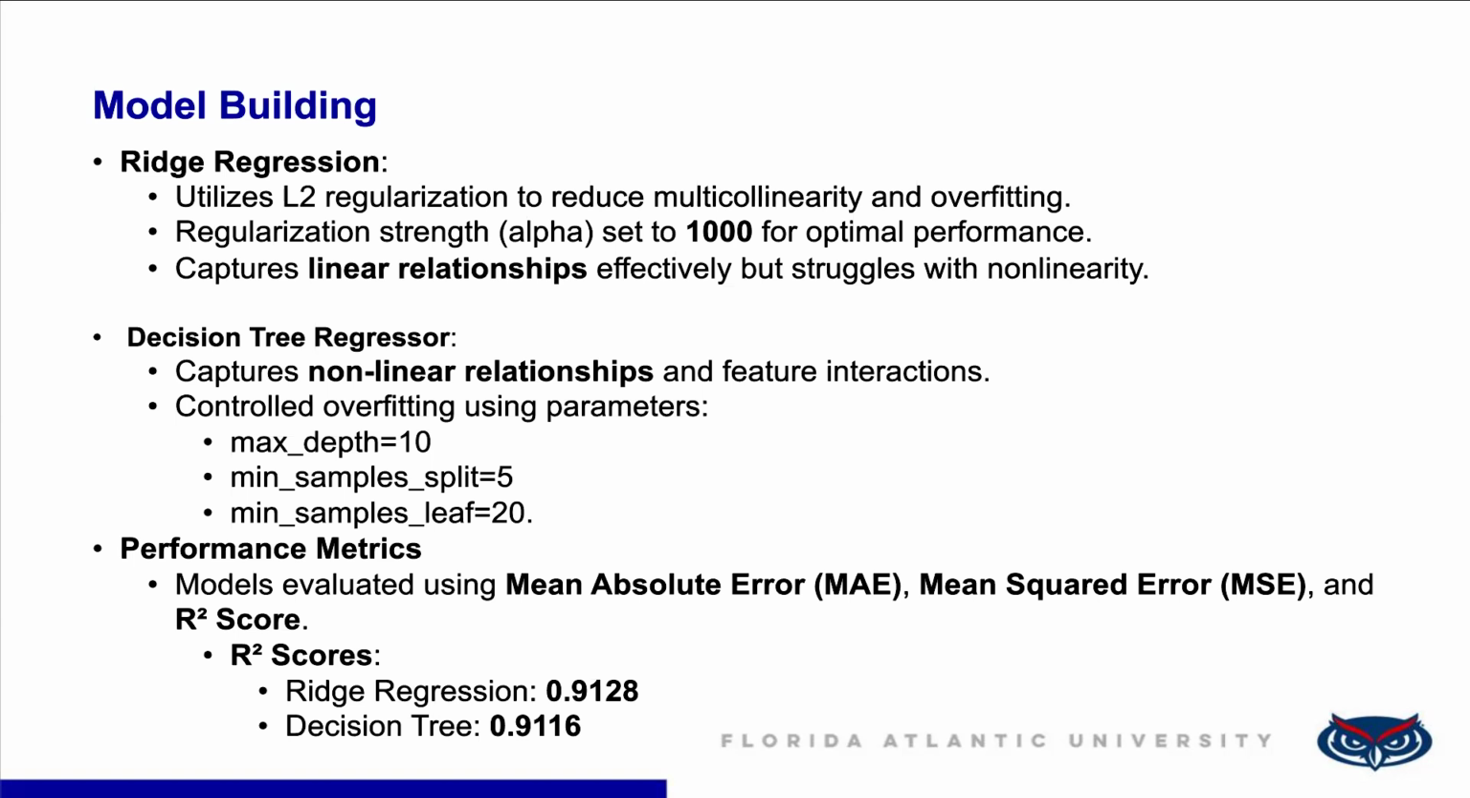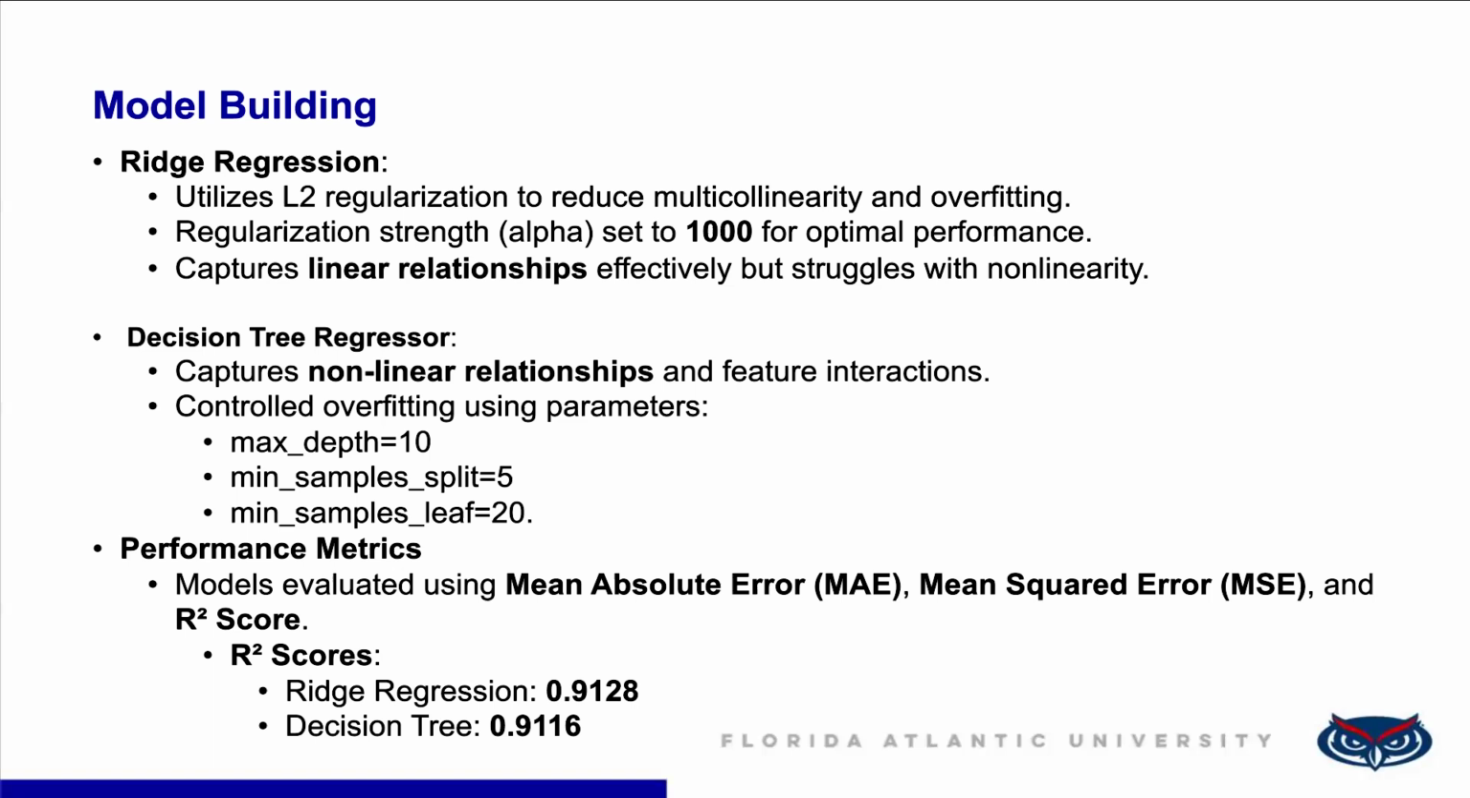The ridge regression utilizes the L2 regularization to reduce the multicollinearity and overfitting. The regularization strength can be set to 1,000 for optimal performance. Ridge regression captures the most linear relationship effectively, but it struggles with the non-linearity. So, to avoid that, we have utilized the decision tree regressor, which captures the non-linear relationship and feature interactions most effectively. To control the overfitting in the decision tree regressor, we have used a few parameters, namely max depth, minimum sample split, and minimum sample leaf.